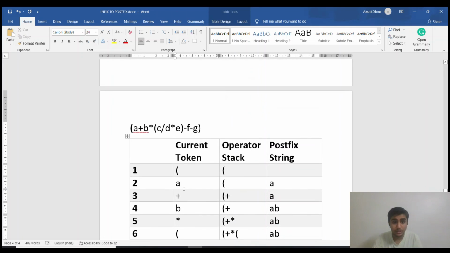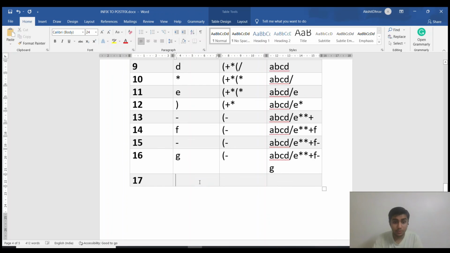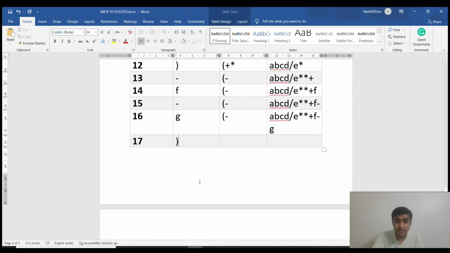Now what is the next thing? It is G. So it is operand, so we will just paste over here. Minus was there already, so above and now operand, so it will be pasted like this. There is no change in the stack. Now what is there? It's again the right parenthesis. So we will just go on popping the things until left parenthesis comes. So nothing is left now in the stack.